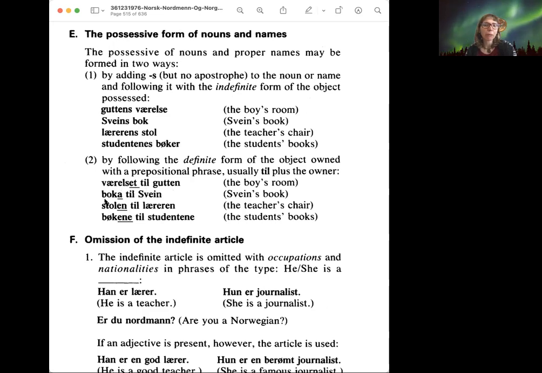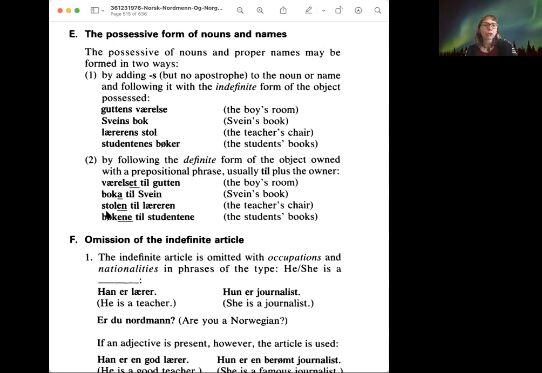And here you can see examples of that too. Boka til Svein. Boka is feminine, so that's why we have the A at the end. Boka til Svein. And I know that a lot of times you don't really have to worry about feminine so much anymore. A lot of feminine nouns in Norwegian can just use the masculine noun and just say boken til Svein if you want to. But where I come from, my dialect in Norway, we always say boka til Svein.